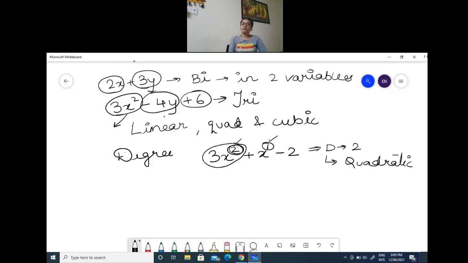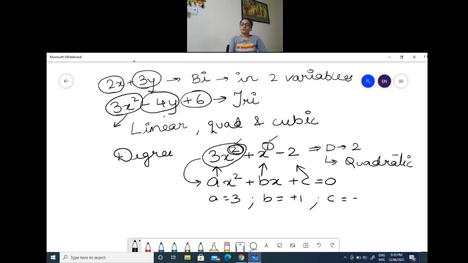For your level, you have quadratic equations only with one variable, and they are always written in the form ax squared plus bx plus c equal to 0. So when you compare 3x squared plus x minus 2 to this particular equation, you get a equal to 3, b equal to plus 1, and c equal to minus 2.